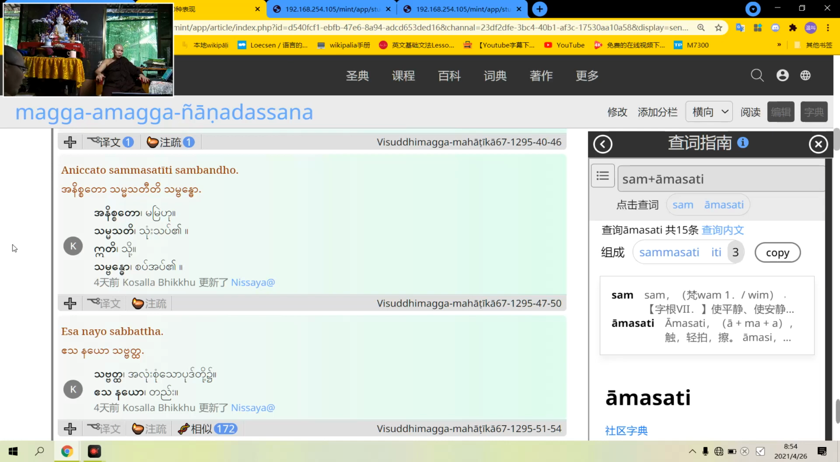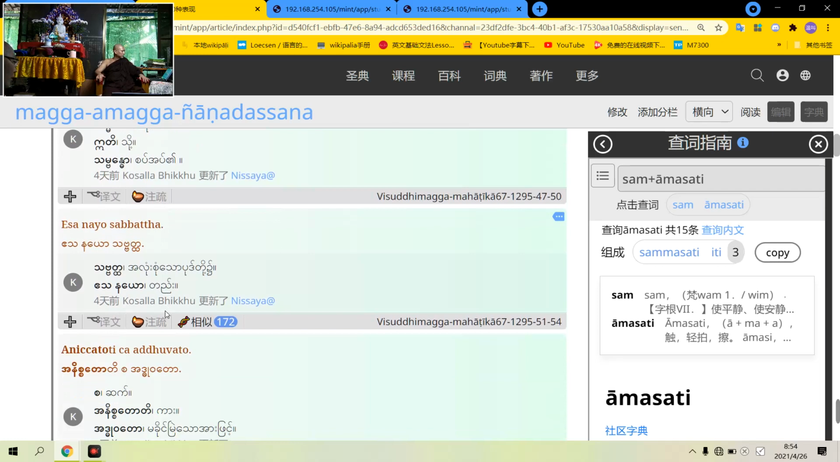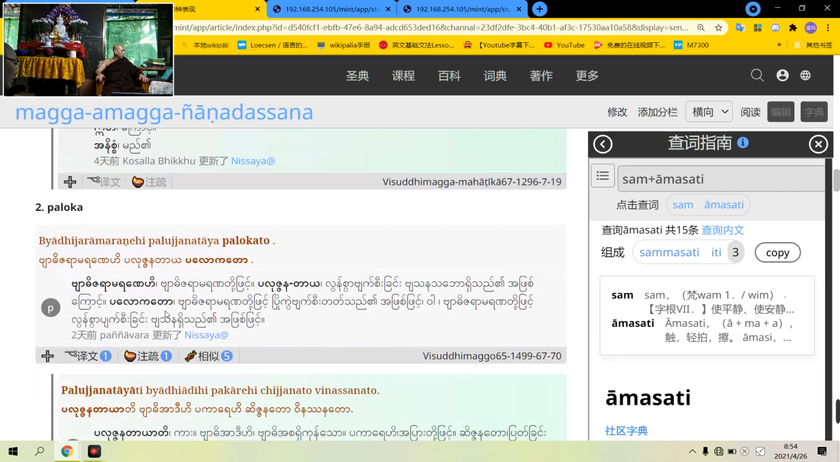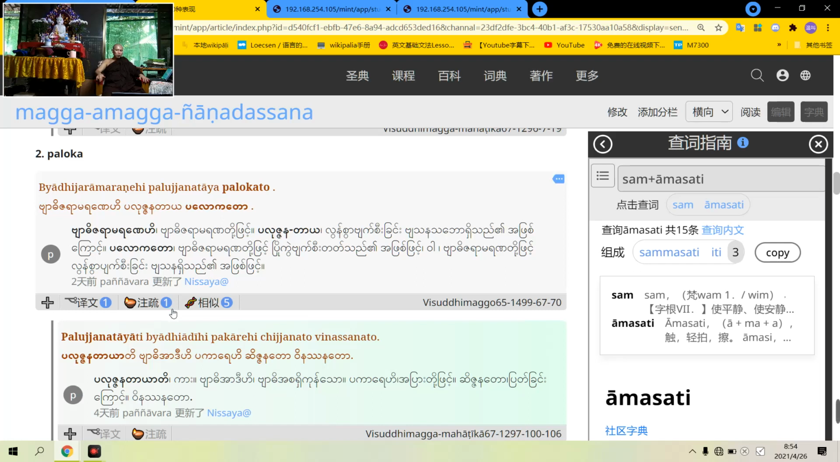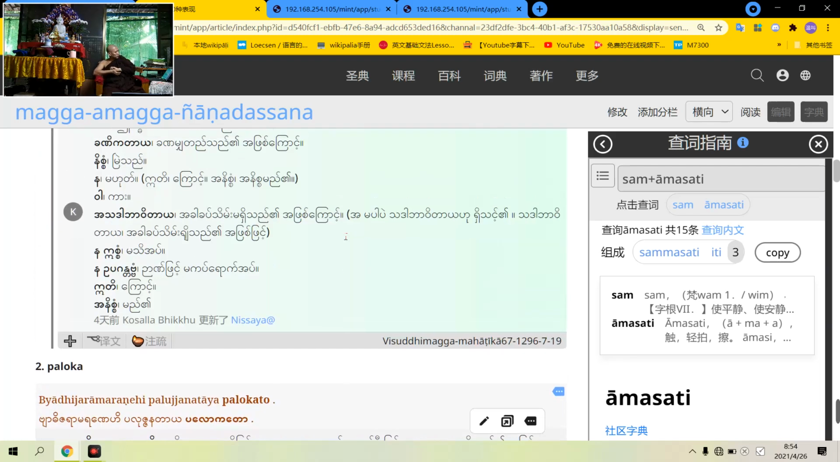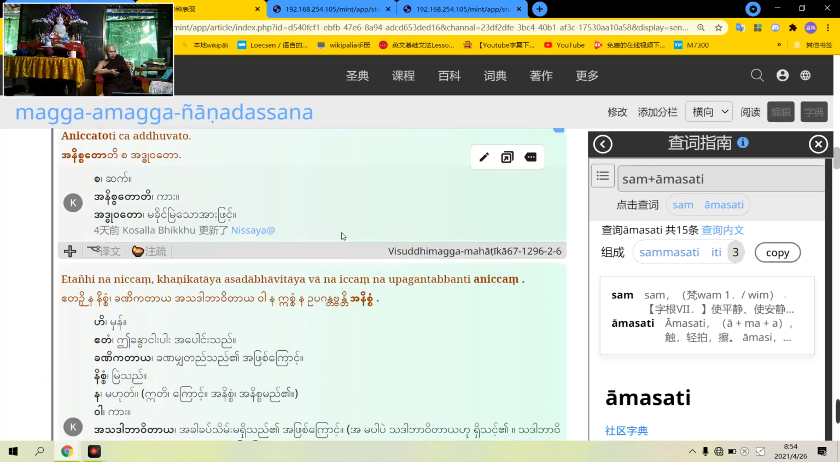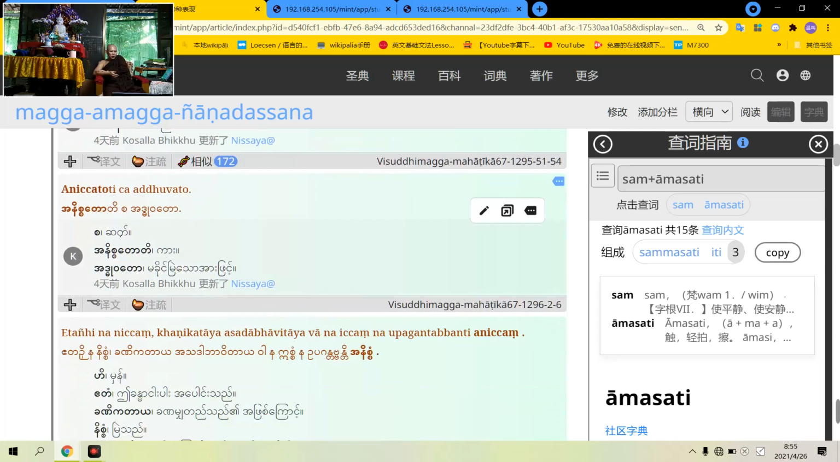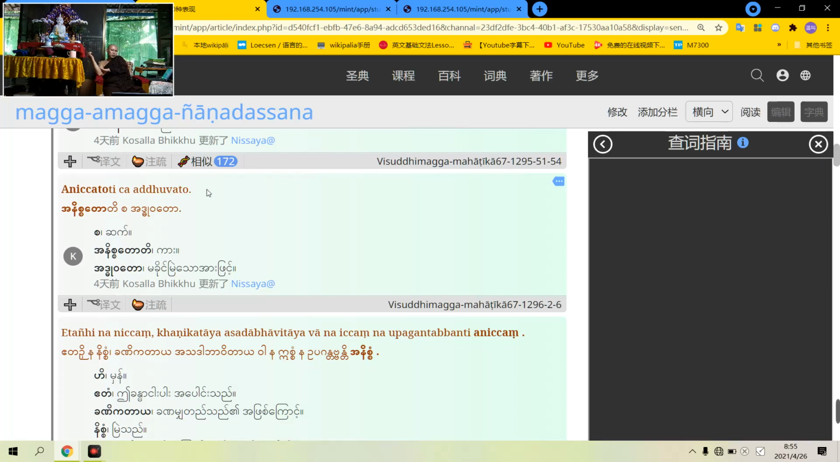Okay, so number one, anicca-to, finished. Now the second is the aduwa-to. We also have an aduwa-to. Anicca-to and aduwa-to are the same, they say. Under the forty, aduwa-to is the one. Another to, but the name is different, the meaning is the same.